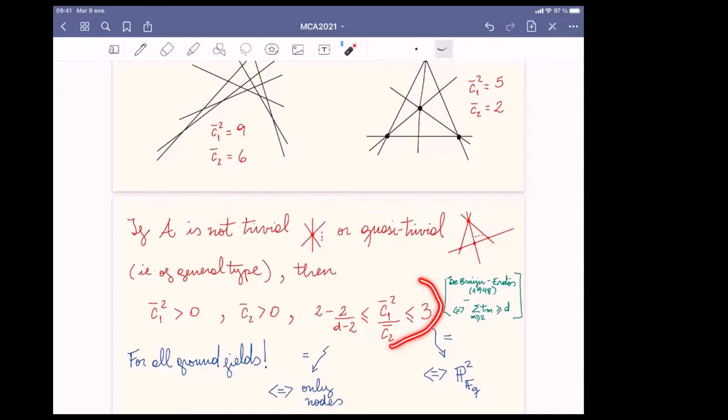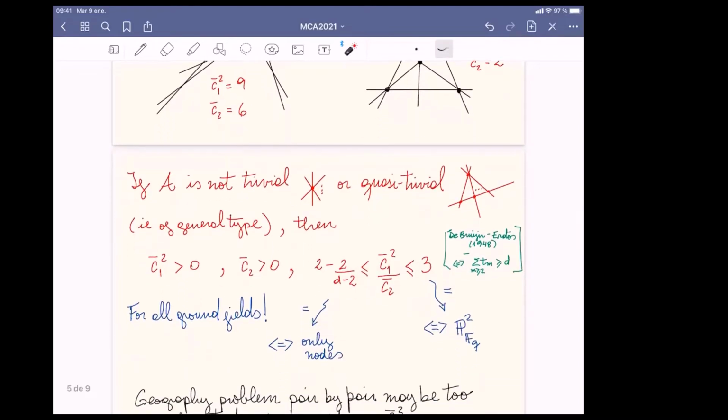And this inequality is equivalent to saying that the number of special points is always bigger or equal than the number of lines, what I write there. So if you simplify this expression, then you get this. And here we have equality if and only if you have the finite projective plane configuration. So you take all the lines in a finite projective plane over F_q, q anything. On the other side, on the lower inequality, you have equality if and only if the configuration is like a general position configuration. You have only nodes.